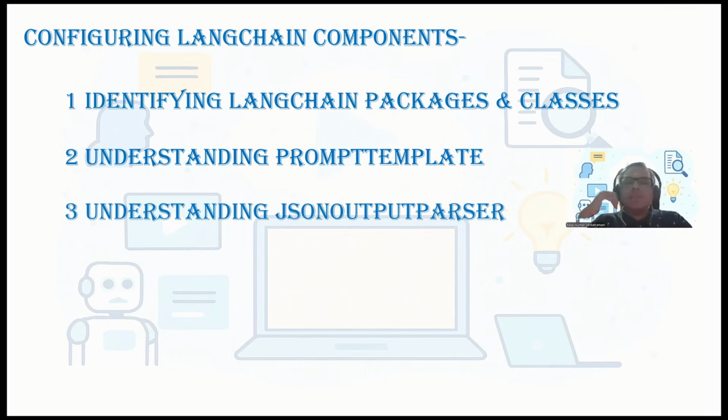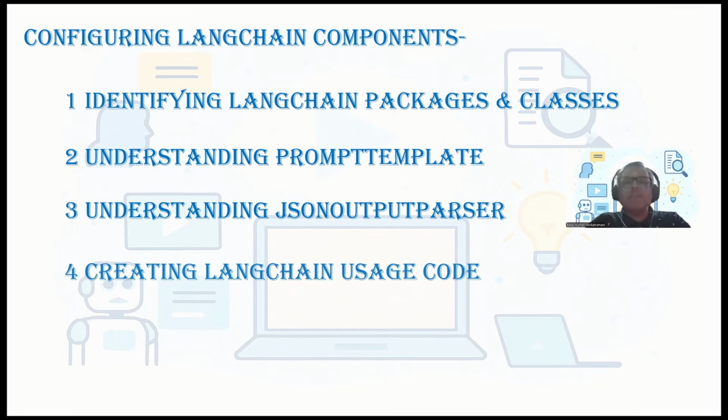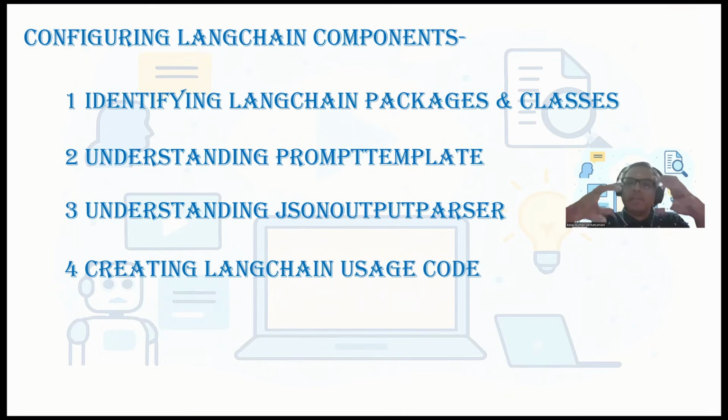The next class that we're going to use from LangChain is the JSON output parser. And this is pretty self-explanatory. It's the same output parser concept that I explained, in JSON format. So we will get our output in today's application as a JSON. And finally, once we have identified and gotten all these specific classes from LangChain, we just create the code for usage. So that's all about configuring LangChain components.